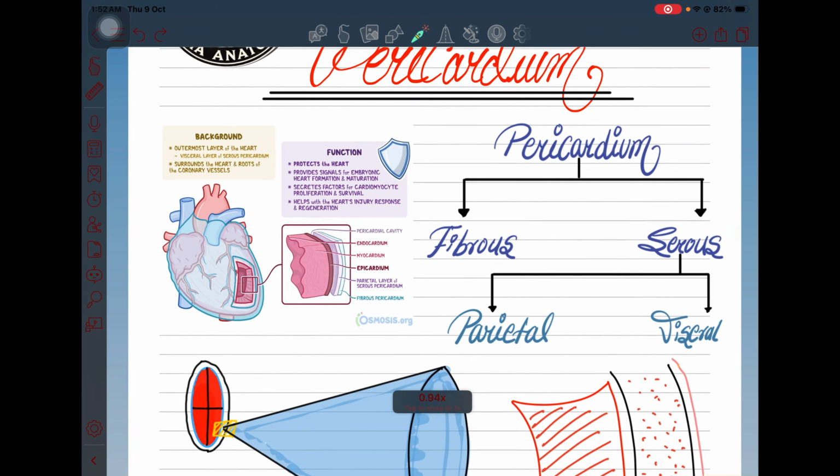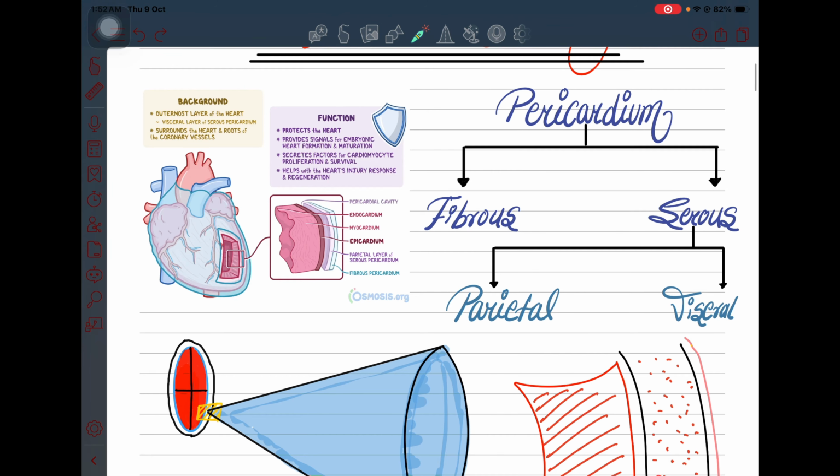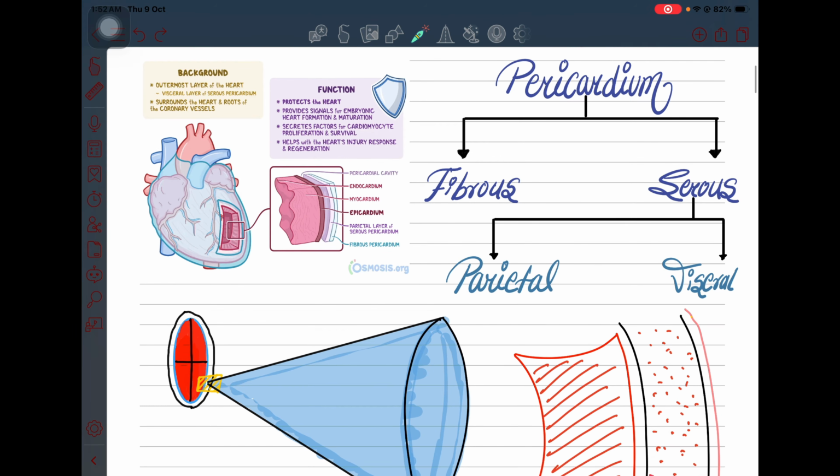So, let's get started. First, what do you mean by pericardium? Pericardium is one of the layers of the heart. What does this layer do? It protects the heart, provides signals for the embryonic heart formation and maturation, and it also secretes some factors for cardiomyocyte proliferation and survival. Let's take a brief background about the pericardium.